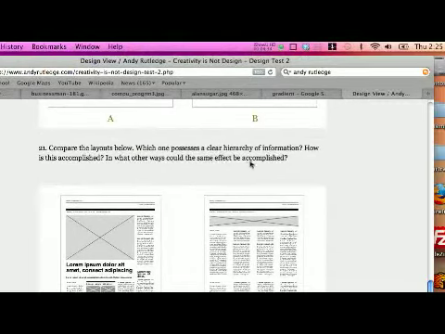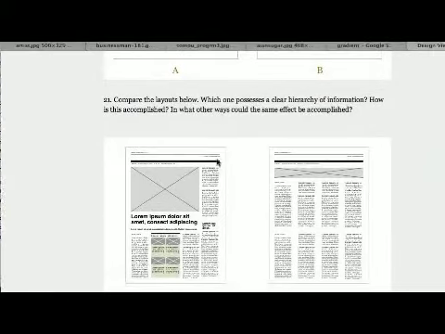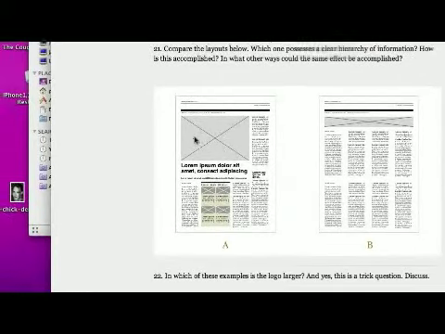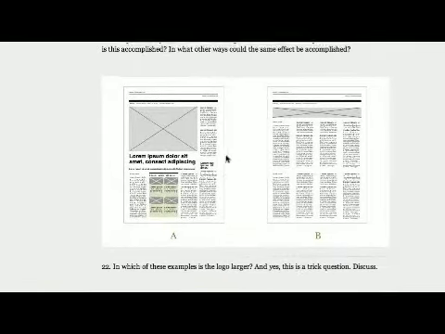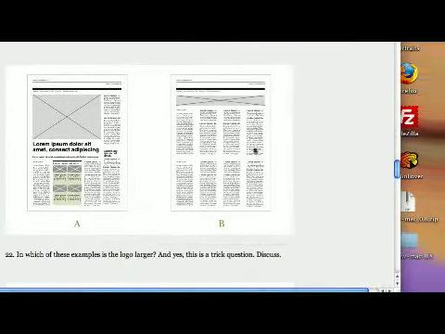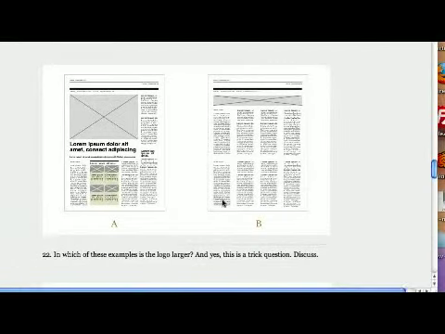And what other ways could the same effect be accomplished? Well, you could use the grid system and change this around, like this heading could be right here and this image could be below. There's some different ways, but this one is losing us, right? Because it's too balanced, it's too symmetrical.